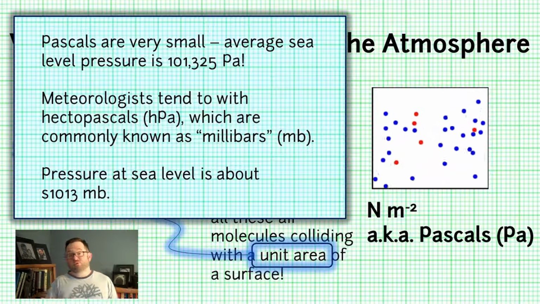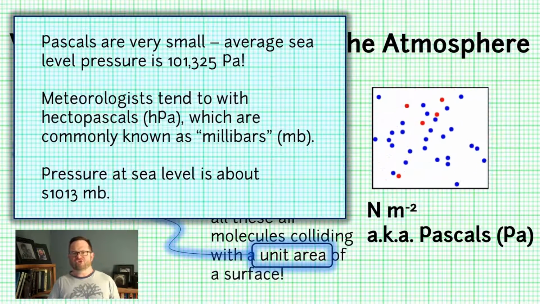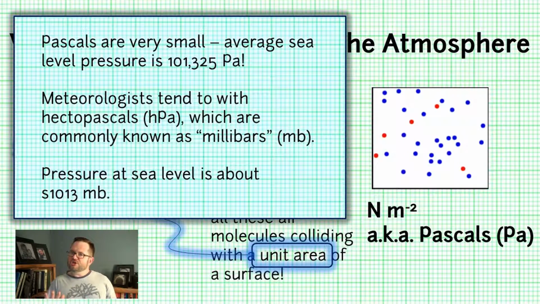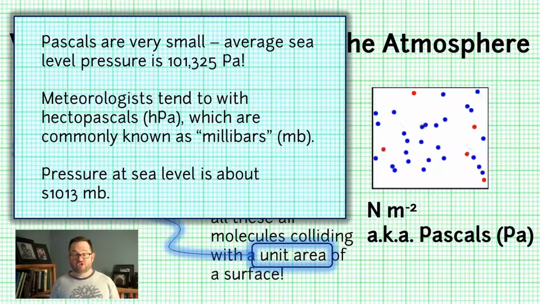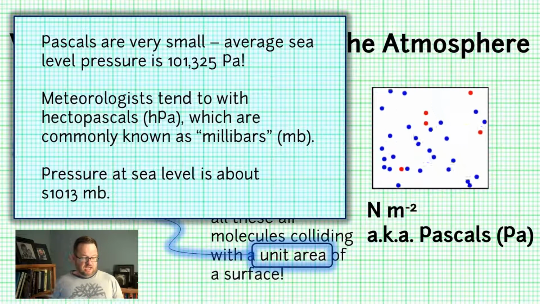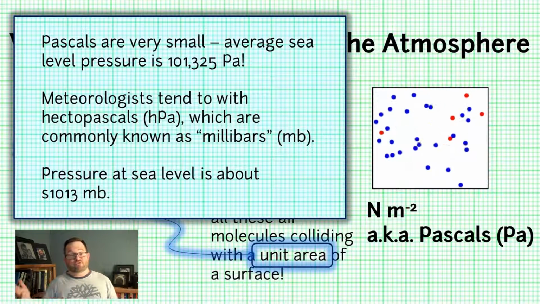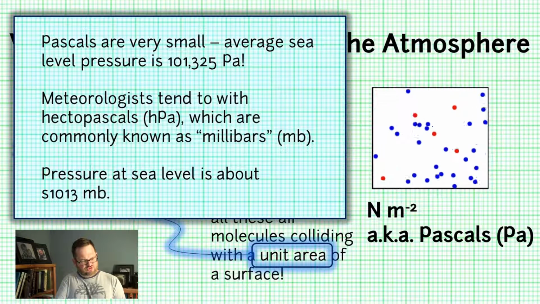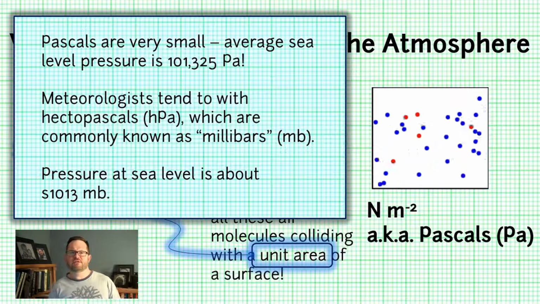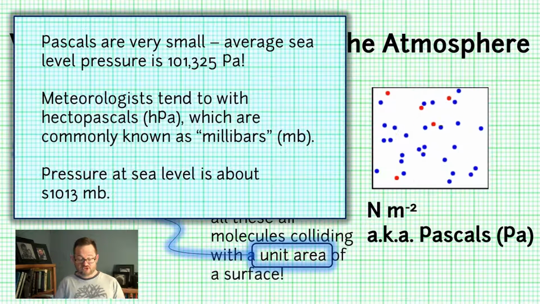Millibars, or mb, will be the unit that we tend to talk about pressure in, although most of the time when we're working with equations, we are going to need to use the actual SI metric unit of pressure, which is Pascals. Just to give you a sense, though, the average sea level pressure at the surface of the Earth is about 1,013 millibars. It's 1,013 millibars on average.